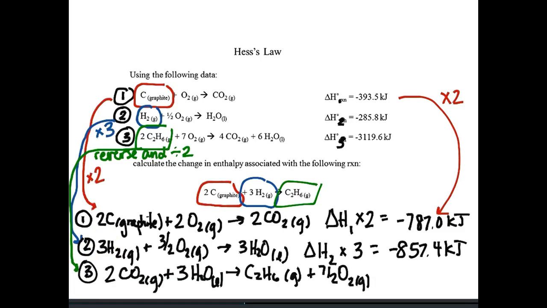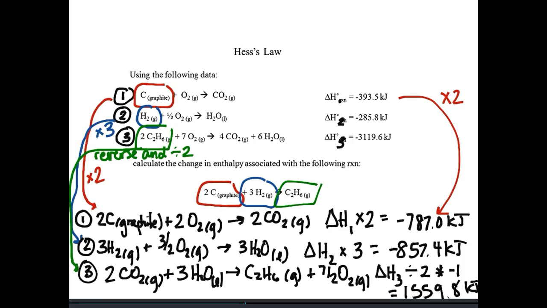So that's going to give me 2 moles of CO2. This 4 CO2 becomes 2 CO2. 6 waters becomes 3 waters. 2 ethanes on the left becomes 1 ethane on the right. And 7 O2s becomes 7/2 O2 because we're dividing it by 2. And then for delta H, we're going to do two things. You're going to reverse the sign. So here I have multiplied by -1. That means instead of being negative, it's going to be positive. And we're also going to divide it by 2. So that's going to give me a positive 1559.8.